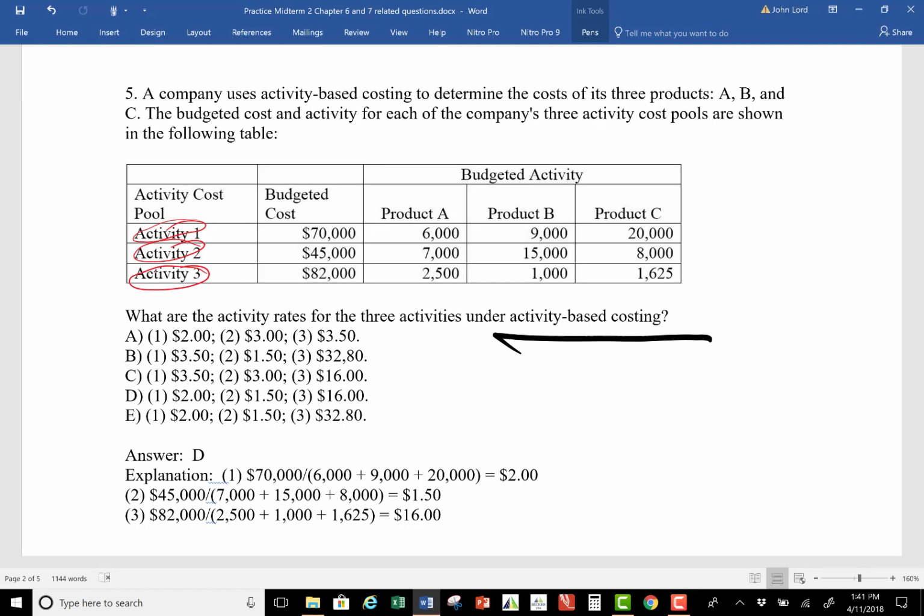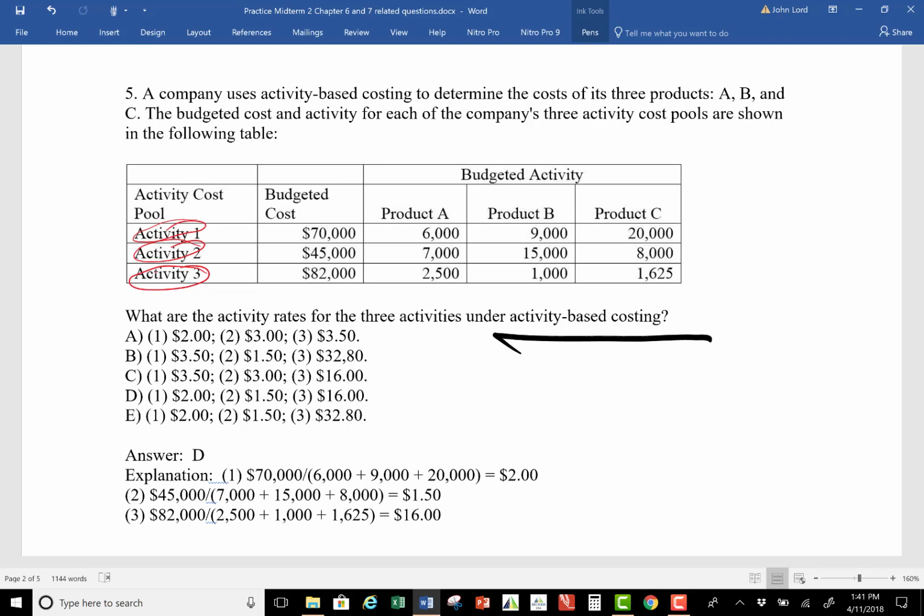Okay, so we have Activity 1, Activity 2, Activity 3. And I think in the little example we went through in class, we had things like material handling, we had setup. These were activities. And what we're going to do is come up with a rate per activity.